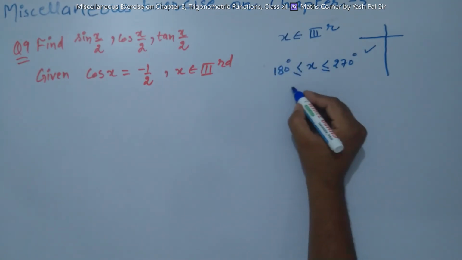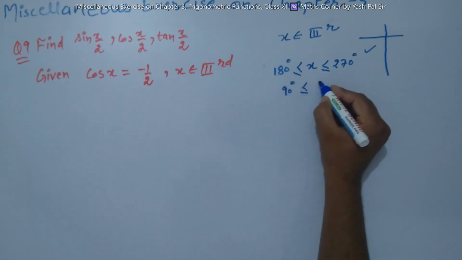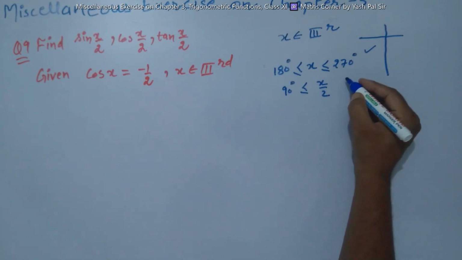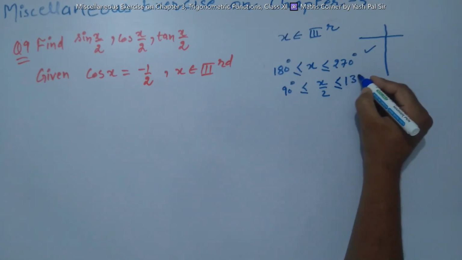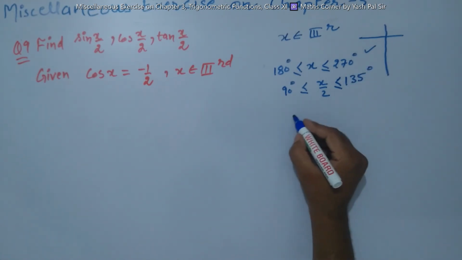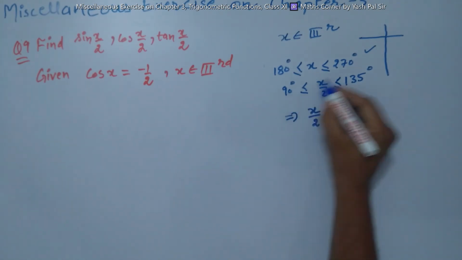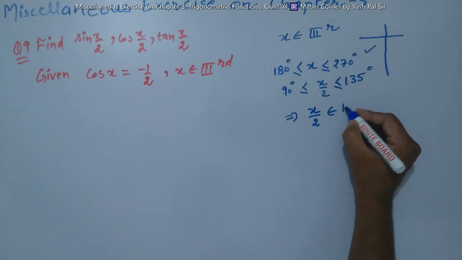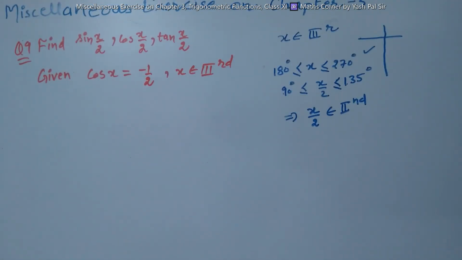So dividing by 2 now, 180 upon 2 is 90 degrees, and x upon 2 lies in between. So what does this mean? This means x by 2 is greater than 90 degrees and less than 135 degrees. This lies in the second quadrant. So it means, what is the conclusion of this?